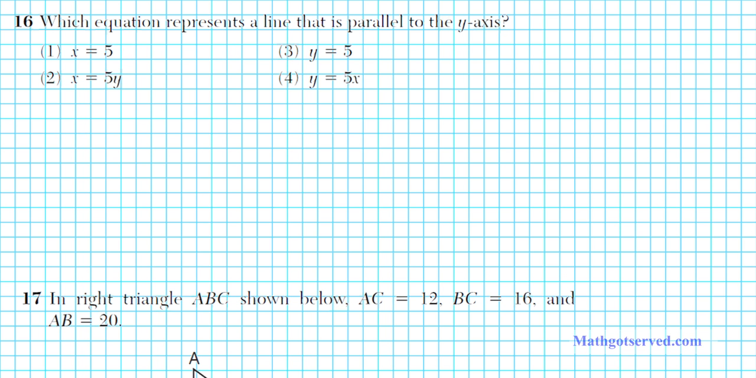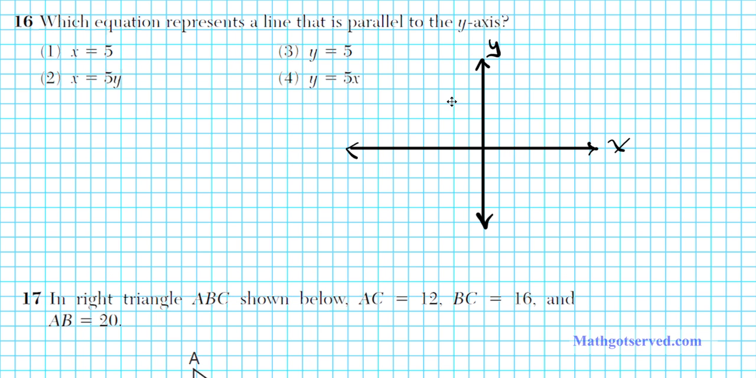It says, which equation represents a line that is parallel to the y-axis? Okay, so parallel basically indicates a line that has the same slope as another line. It never intersects the other line. All right, so let's go ahead and draw our axis. We have our y-axis going up and down, and we have our x-axis. This is our y-axis, and this is our x-axis.